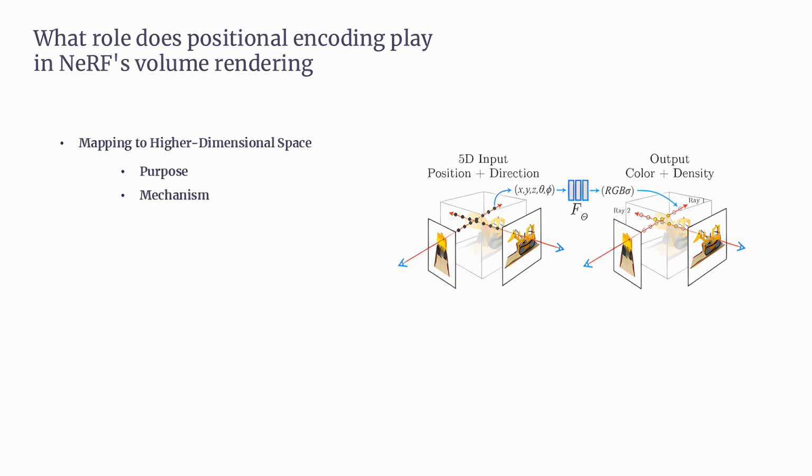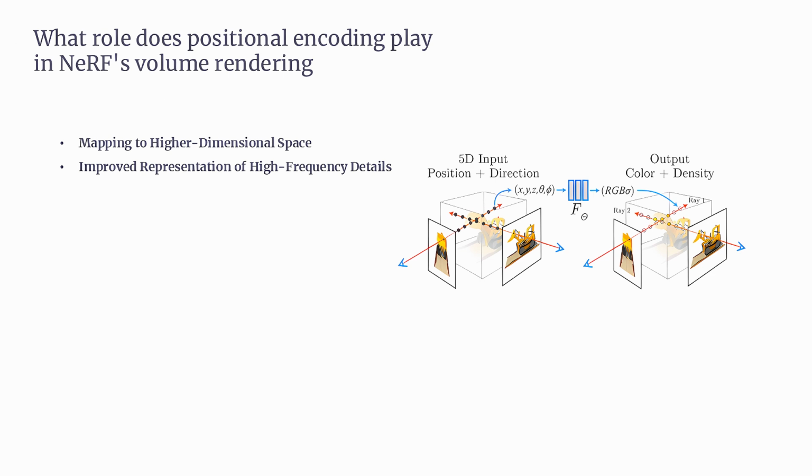2. Mechanism. Rather than using the raw spatial coordinates, like XYZ directly, NeRF applies a positional encoding function. This function uses sinusoidal functions to generate a higher dimensional representation of the input data. This mapping is important because it helps the network learn complex patterns and high-frequency features which are essential for rendering scenes with intricate details from various viewpoints.